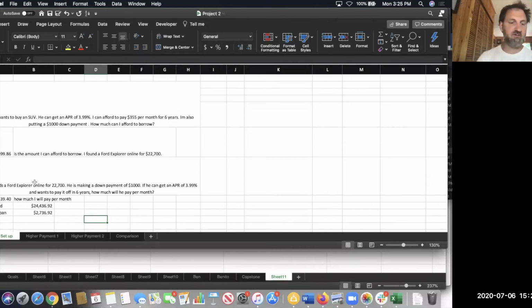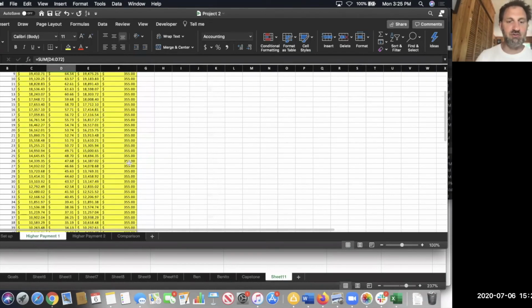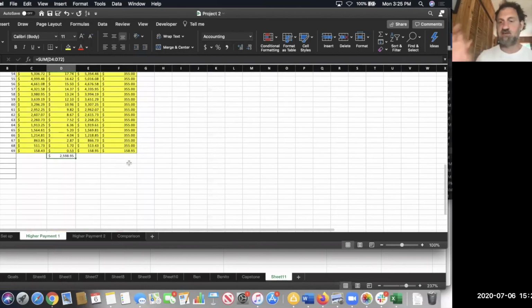Because what you should have found, like this example that I've done here, originally I thought I could pay $355 a month. Well, when I did the math, it turned out I only needed to pay $339. So my question is, well, you already said you could pay $355. What if you paid $355? And that's what this payoff table is for. It allows you to go through and pay it off and see how much it costs under those circumstances.